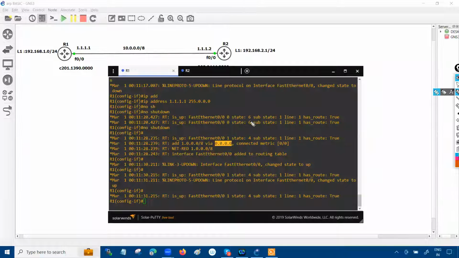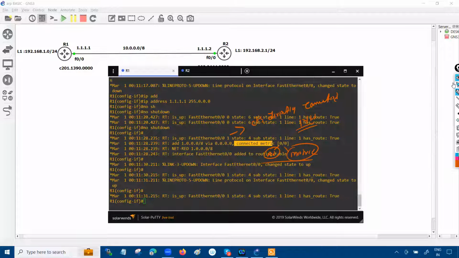What does this 0.0.0.0 mean? It's a directly connected next hop. At the same time, if you see for the connected route, this is the value for the AD, and this is for the metric. So by default for the connected route, we have AD 0 and metric also 0 on Cisco IOS.